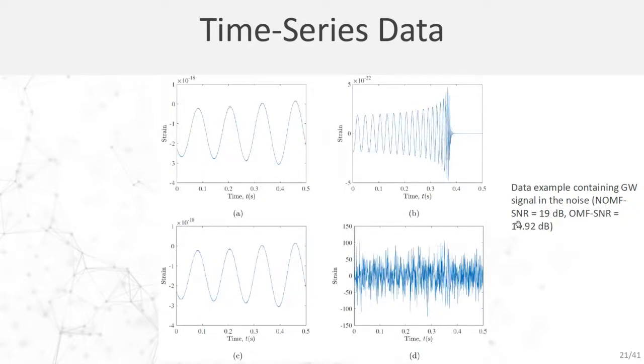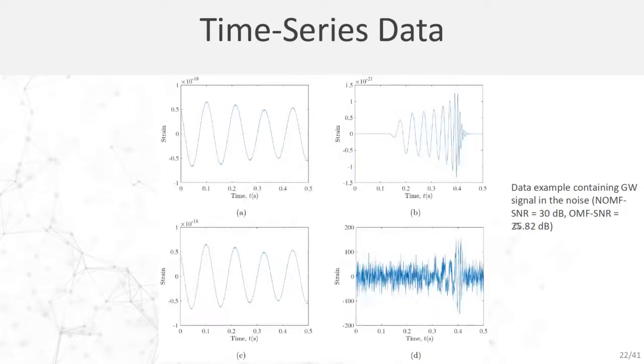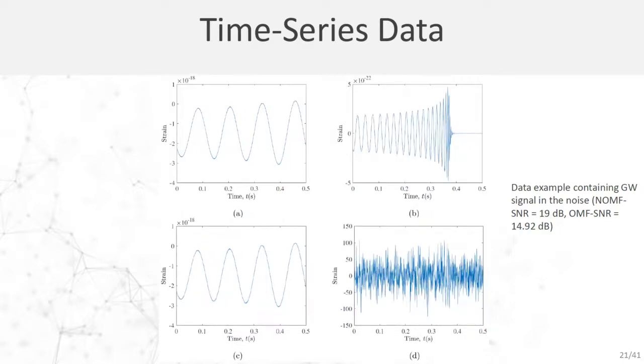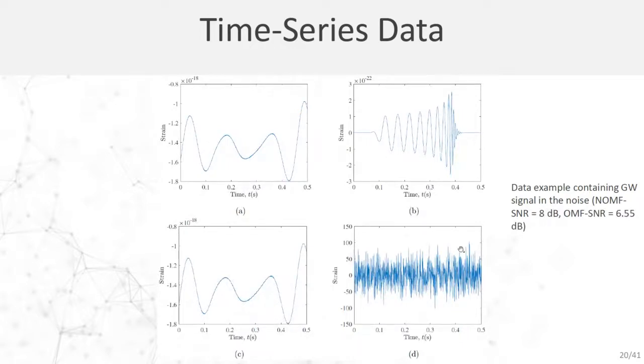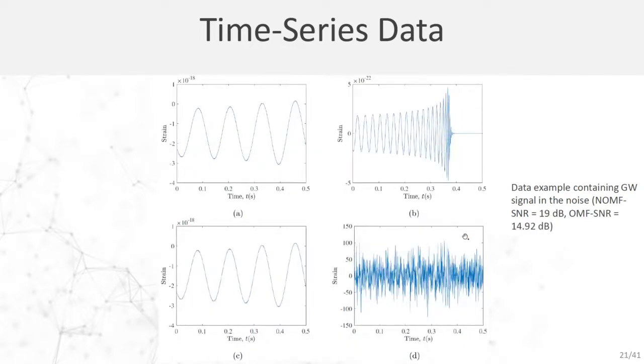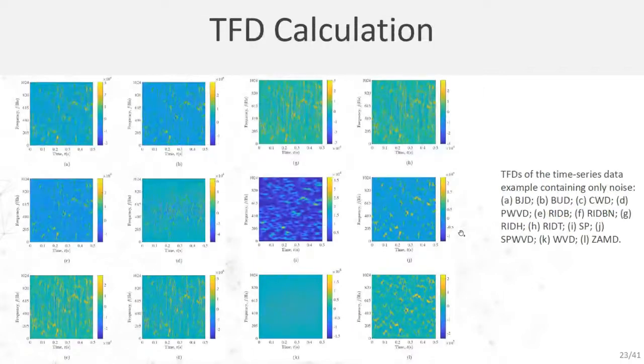This slide shows the same for the SNR of 14.92 decibels, and this is for 25.82 decibels. And we can visually see from these slides that using only time series data representation, it is very difficult to detect the gravitational wave signals in this time series. And it is difficult to distinguish between those examples containing only noise and those containing gravitational wave signals even after pre-processing.